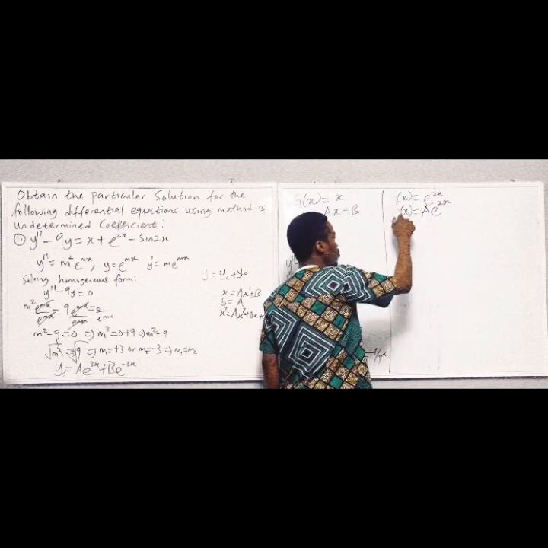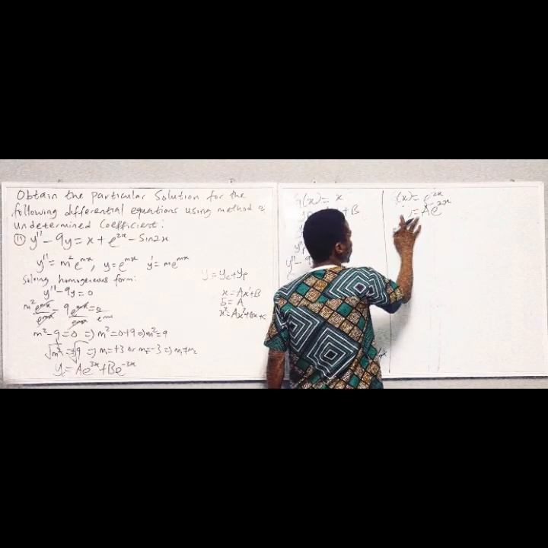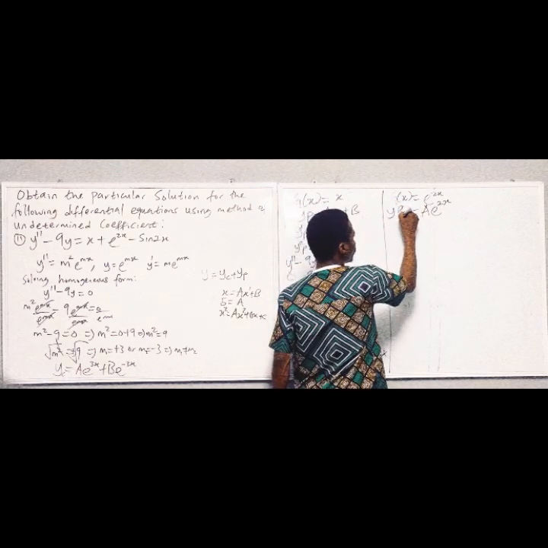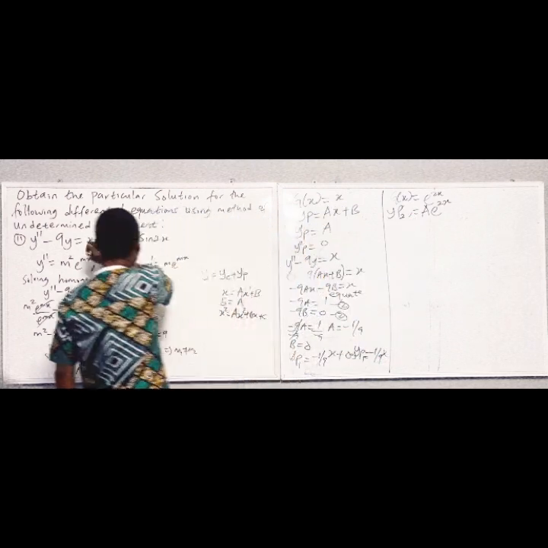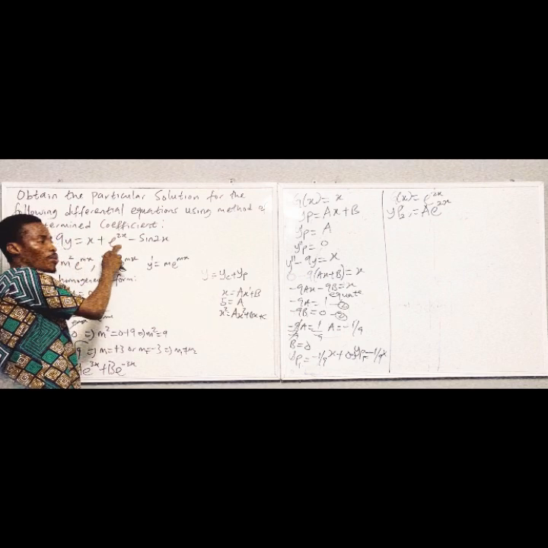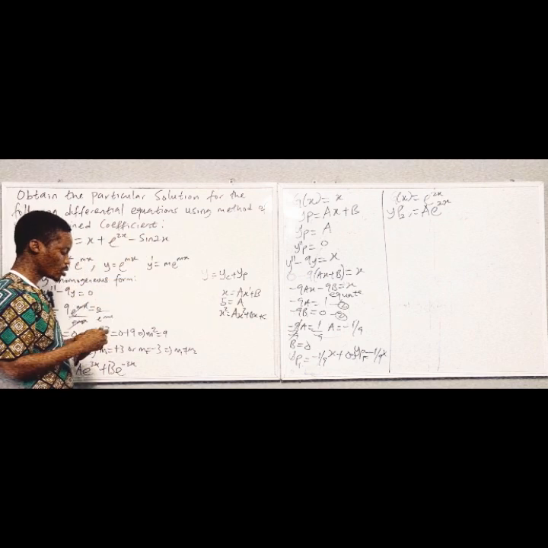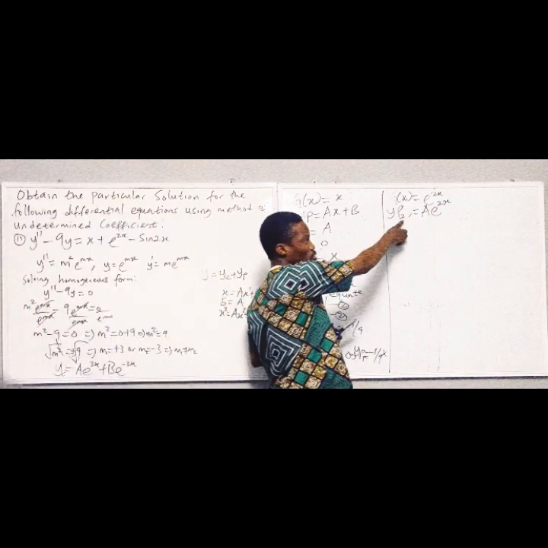Since my g of x is a particular solution, I don't need to write g of x. So it will be my yp2, because my yp1 is A. This is my first particular solution, second particular solution, and third particular solution. I want to get this, so I will now consider my second particular solution as yp2.